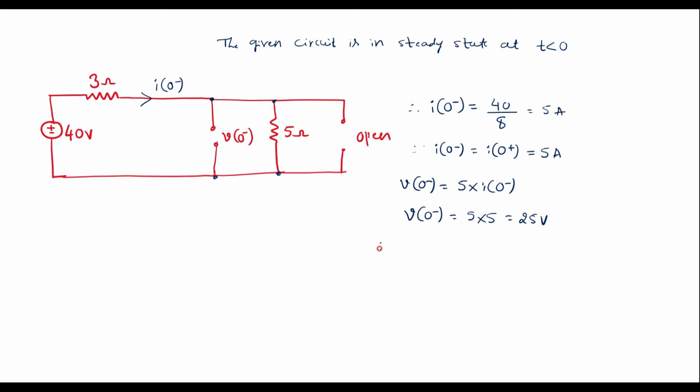volts. And we know that the voltage across the capacitor immediately after closing the switch, that is V of 0 plus, is the same as V of 0 minus, which is equal to 25 volts. Thus we found I of 0 plus and V of 0 plus. Therefore we can say that I of 0 plus is equal to 5 amps and V of 0 plus is equal to 25 volts.